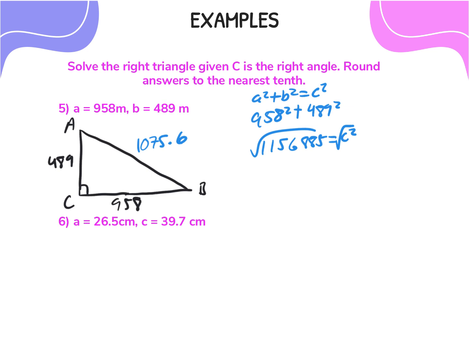So we have all of our sides. I'm missing two angles though. We can't do what we did before and subtract from 180 or subtract from 90. We have to do something a little bit different.